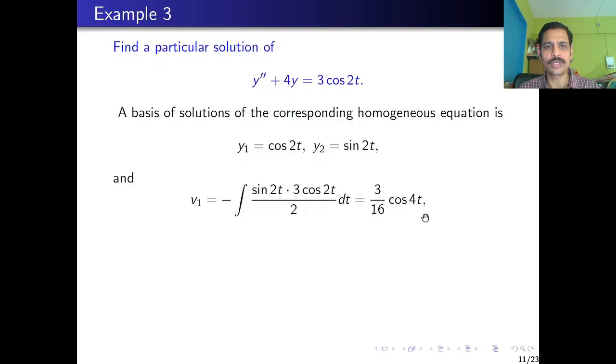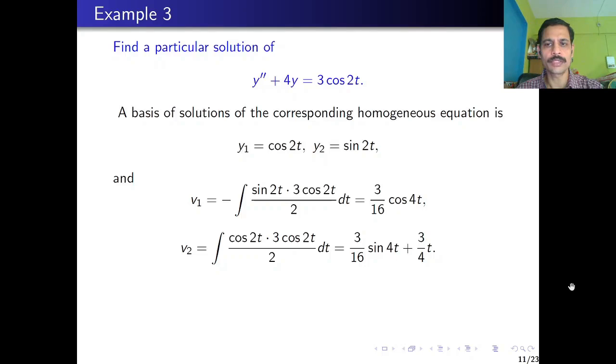So it will be 3 by 4 sin 4t with a minus sign, and its integration will be 3 by 16 cos 4t. Similarly, v2 is integration of y1, which is cos 2t, times r(t), which is 3 cos 2t, divided by the Wronskian 2, dt. Here again you can use the trigonometric formula: cos 4t plus 1 divided by 2. You can multiply that by 3 by 2 and integrate, and we get 3 by 16 sin 4t plus 3 by 4 t.